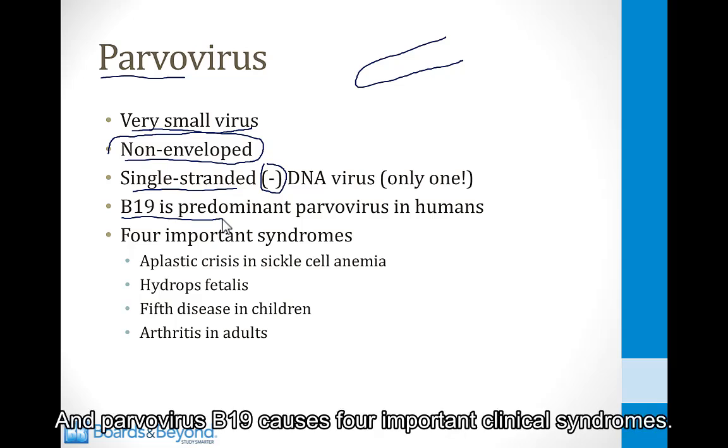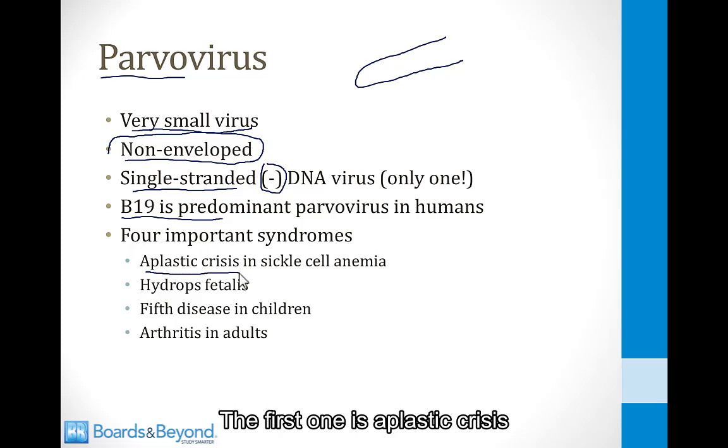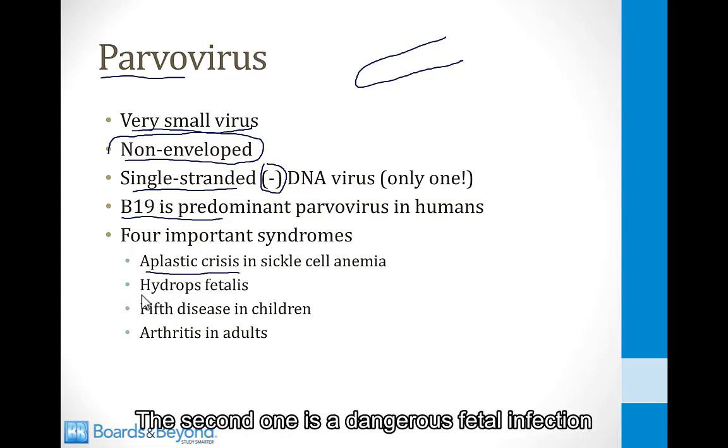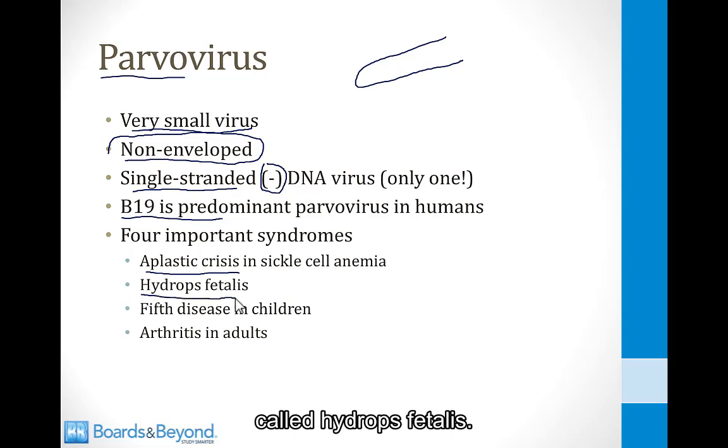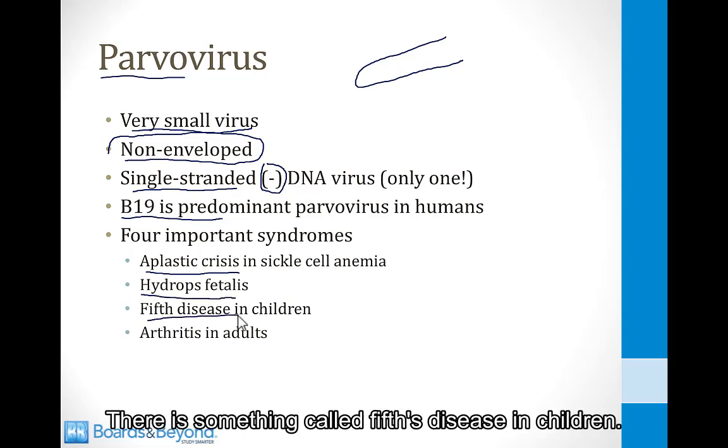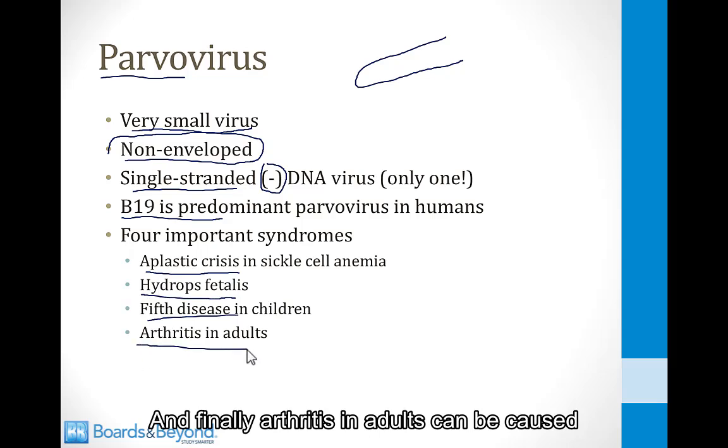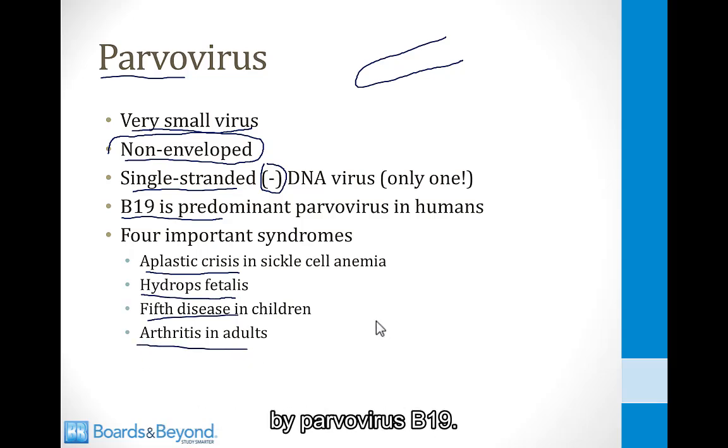And parvovirus B19 causes 4 important clinical syndromes. The first one is aplastic crisis in patients with sickle cell. The second one is a dangerous fetal infection called hydrops fetalis. There is something called Fifth's disease in children. And finally, arthritis in adults can be caused by parvovirus B19.